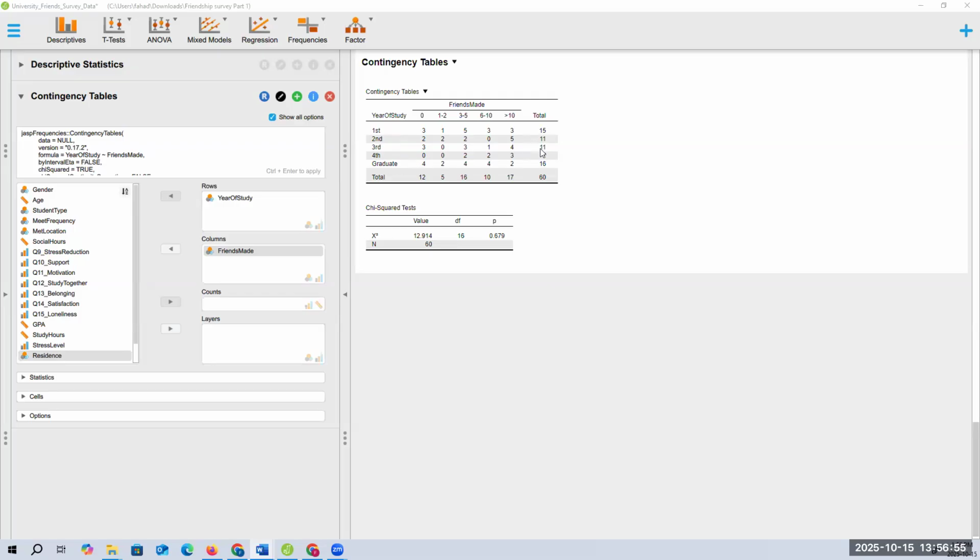Which makes sense. The numbers are actually almost similar to each other, and there might be a bit of outliers here. Usually we assume that as we progress through university, we make more friends. But apparently, you have the same number of friends in first year, second year, third year, fourth year, and graduate. But again, this is only 60 students in terms of year of study. So that's interesting. That's a chi-square kind of test, comparing the frequencies.